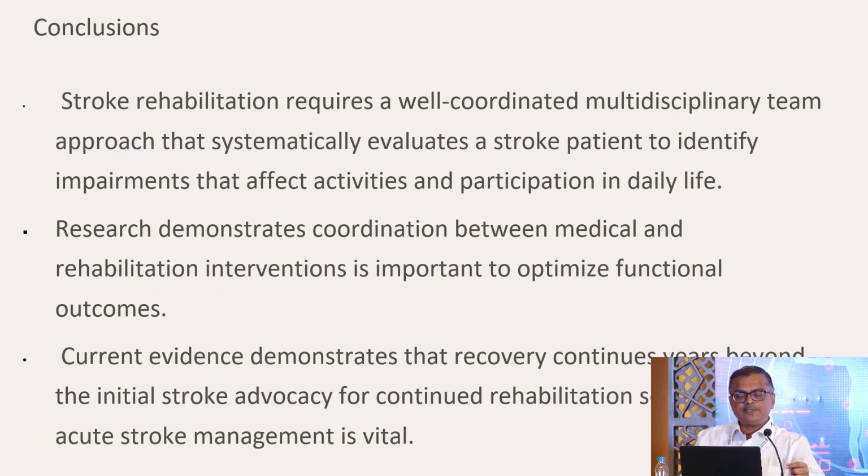So, the conclusion is, stroke rehabilitation requires a well-coordinated multidisciplinary team that systematically evaluates the patient to identify impairments that affect his ADL and participation in life. Research demonstrates coordination between medical and rehabilitation intervention is important to optimize the functional outcome. Current evidence demonstrates that recovery continues years beyond the initial stroke. So, services continue beyond discharge. So, thank you. Time up.